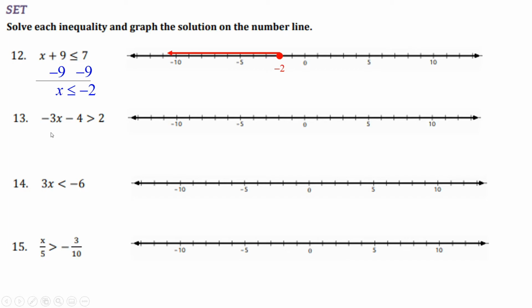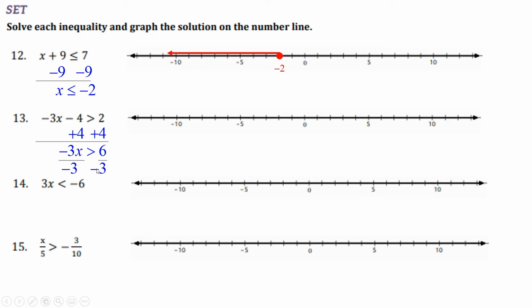Okay, number 13. Well, let's start by adding 4. I hope you're noticing we always get rid of this addition or subtraction first on these two-step equations. And then let's bring down the greater than. And negative 3x, the minus 4 plus 4 canceled. And then 2 plus 4 on the right is 6. And now let's divide both sides by negative 3.